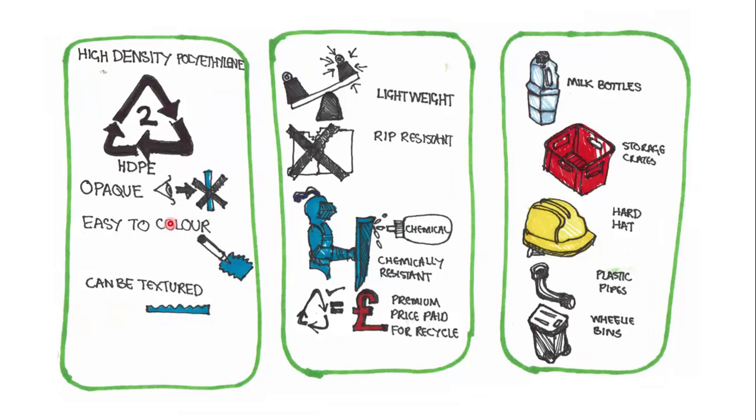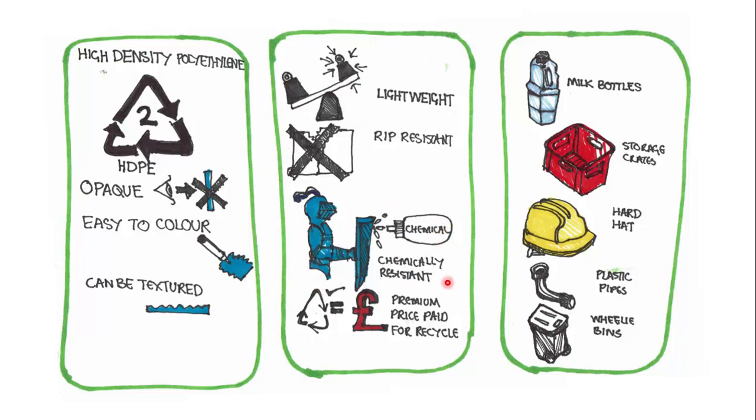The next one in the classification with the Mobius symbol is high density polyethylene, or HDPE. This is quite opaque, so that means you can't necessarily see through it. Easy to color, so you can add pigments to it. Can be textured, so you can have a rough or smooth surface. It's relatively strong and lightweight. It's rip resistant, so you can't rip it with your hands. It has quite a waxy feel to it as well.